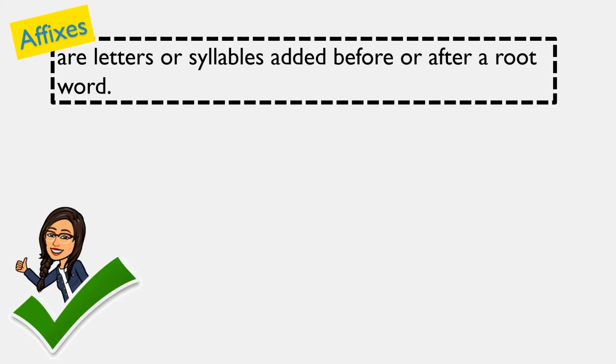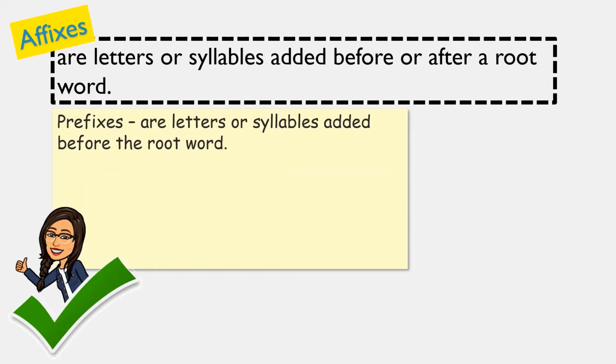In this lesson, we are going to talk about affixes. Affixes are letters or syllables added before or after a root word. Prefixes are letters or syllables added before the root word. For example, un plus happy, which actually means not happy. So it has its way of changing the meaning. Misplace, mis plus place. And exchange, ex plus change.